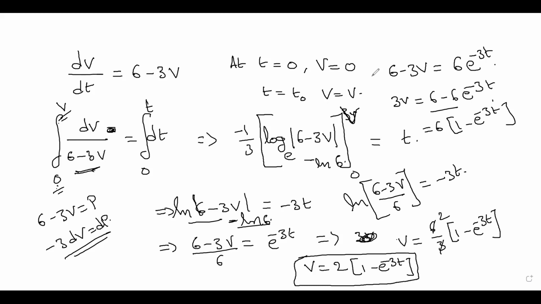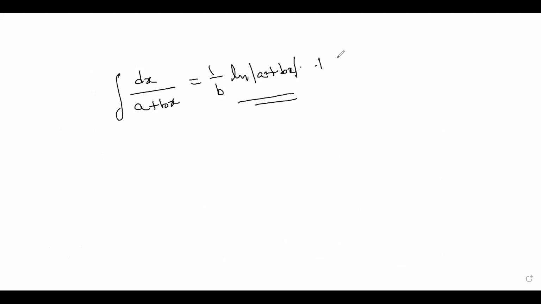Yes, sir. Okay. Now the one formula I want to give here is that if you find this kind, dx by a plus bx is 1 by b ln mod a plus bx. This is what you have to know. This integral you have to know. Plus c will actually come, that's called the integration constant. Don't worry too much about that.